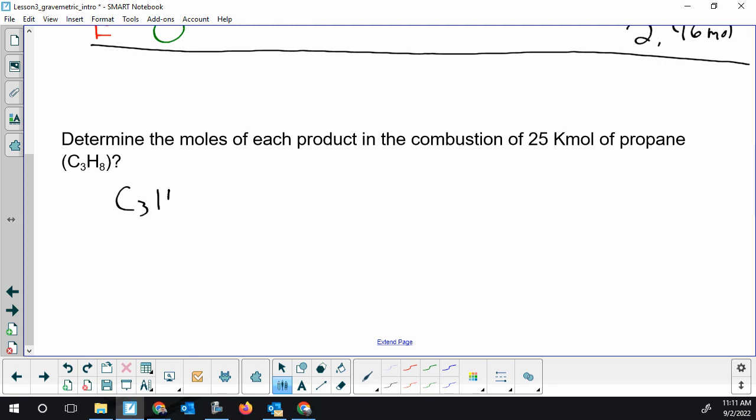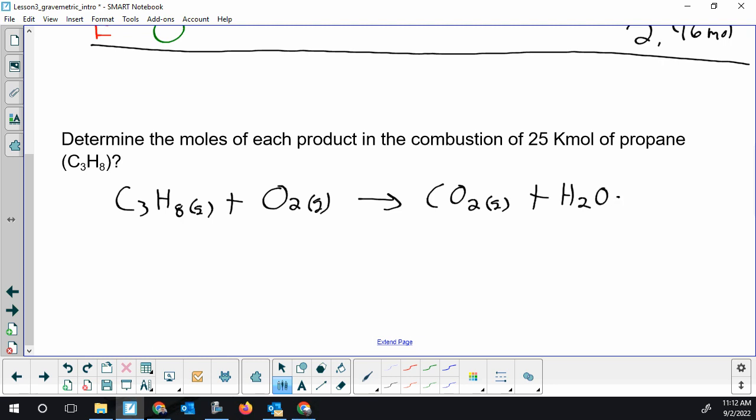I'm going to get started on the equation. Propane is a gas, C3H8(g). And then I know all combustion reactions have to be with oxygen. That's by definition. This is hydrocarbon combustion. The hydrocarbon reacts with oxygen and makes carbon dioxide gas when the oxygen combines with the carbon in the fuel, and it will make water vapor as long as there is hydrogen in the fuel.